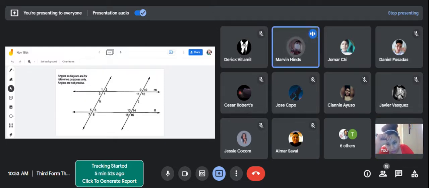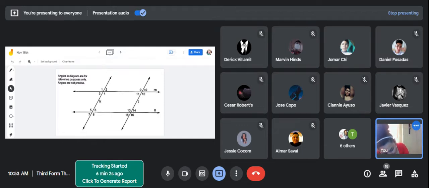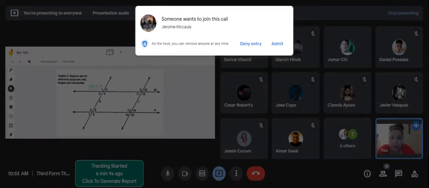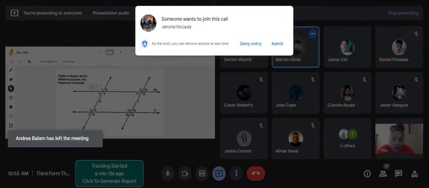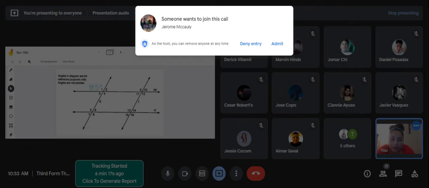Angle 1 equals 135 degrees. Okay, if angle one, and angle one is over here, is 135 degrees, then what does it ask? What do you have to find? Angle 2. Angle 2, very good. Okay, you have to find angle 2.